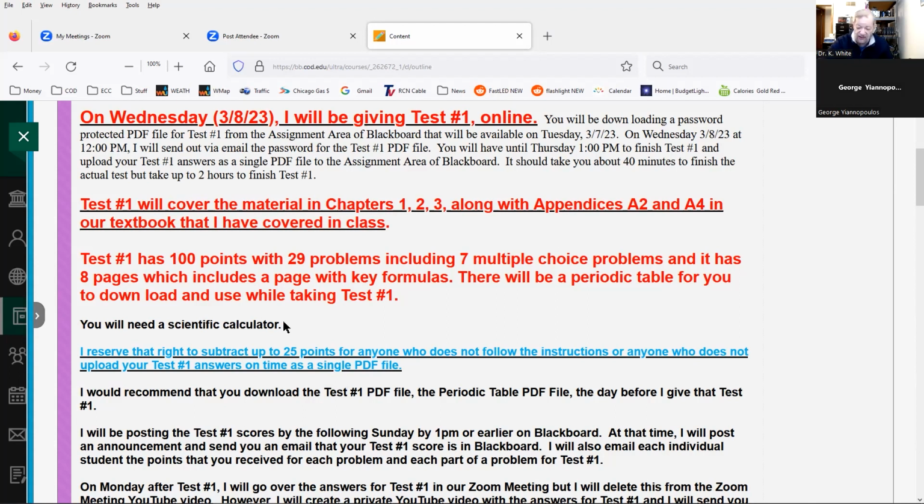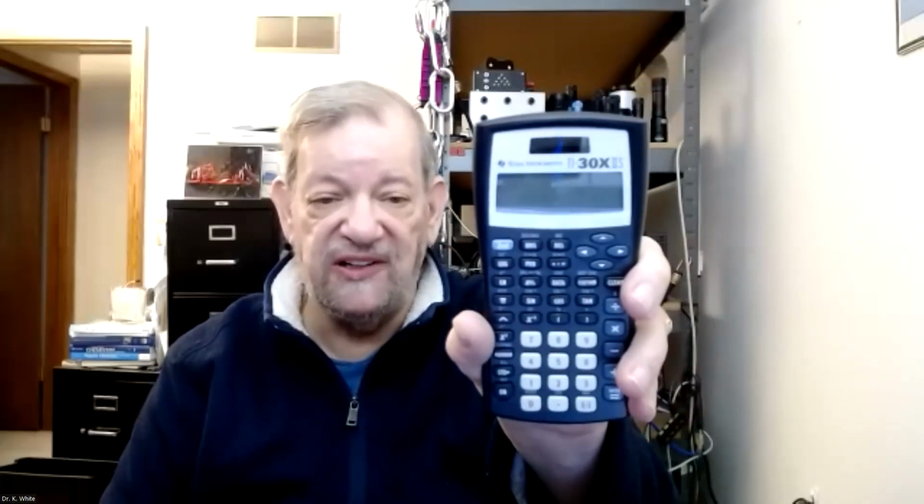In my syllabus, I suggest you buy this Texas Instrument calculator. I show you how to do that in the video this last Monday. These are about $15 apiece anywhere: Target, Walmart, Staples. I've had this a number of years and it works good. Many of my students over the years have used that.